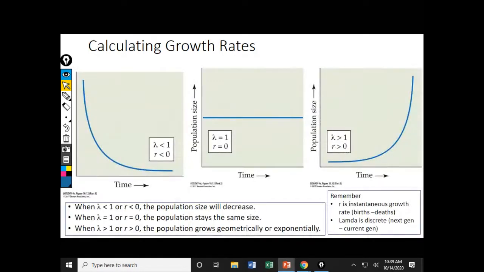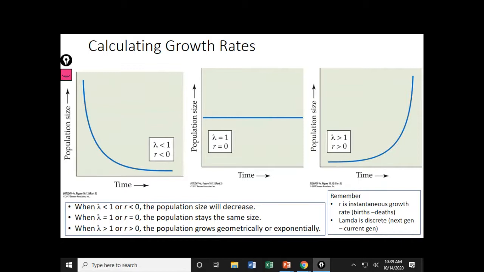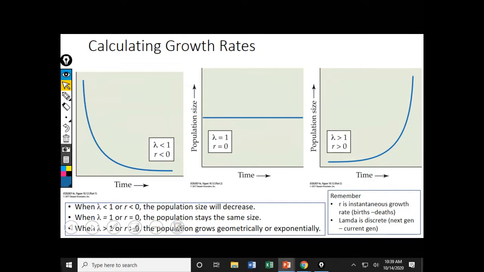Let's look at them together here. Remember, when we were looking at lambda, let's just focus on this middle block for a second. Lambda of 1 was our baseline, we discovered that from our definition. That meant no population growth. 100 times 1 is still 100.